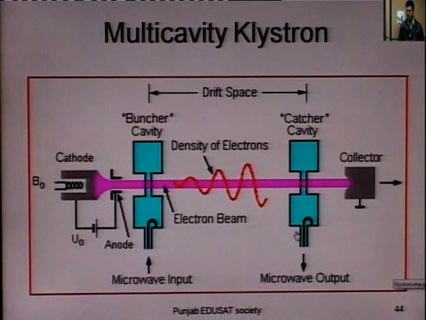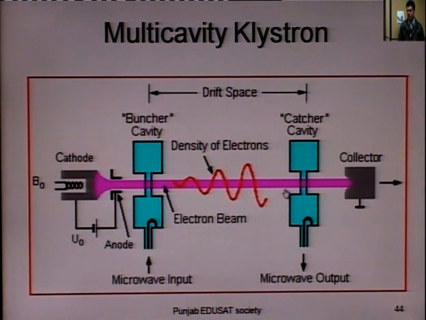The principle is velocity modulation. Velocity modulation means the velocity with which the electrons move from cathode to anode is changed according to the input potentials. During the positive half cycle, what happens? The velocity of electrons increases. What happens during the negative half cycle? During the negative half cycle, the velocity of electrons decreases. So as a result, as the electrons move from the buncher cavity to the catcher cavity, they bunch together.